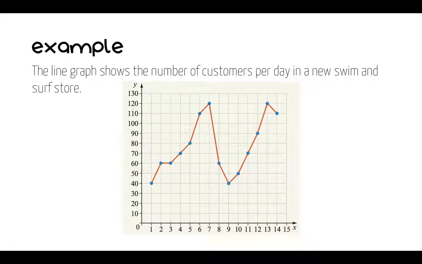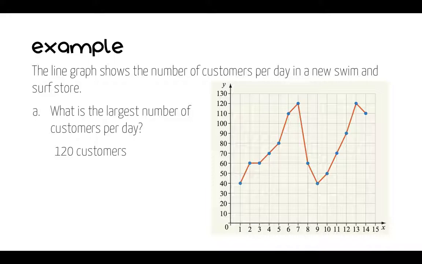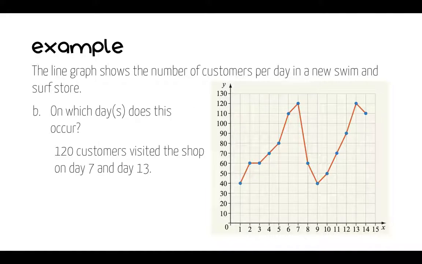Example number 2, the line graph shows the number of customers per day in a new swim and surf store. So question A, what's the largest number of customers per day? So we go to the top, the highest point in our graph, which is 120. So it's 120 customers. And on which days did this occur? Well, we can see that occurred on day 7 and day 13.